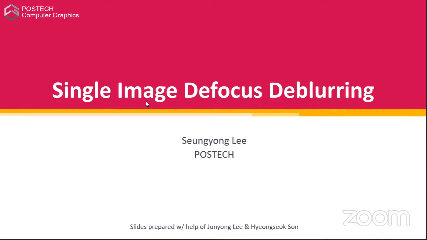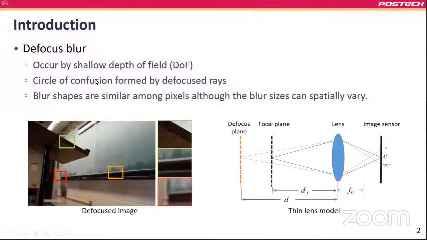Yeah, today I will talk about single image defocus deblurring. The defocus happens because of the shallow depth of field. That means some part of this image is very sharp, this part. Some other parts are blurry.